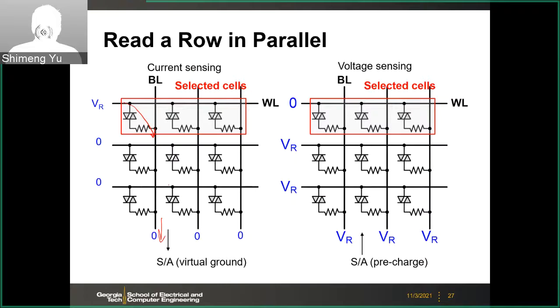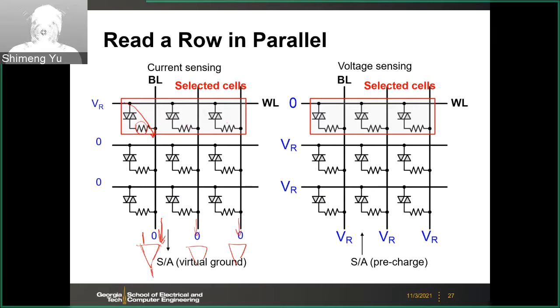And you can read all the cells, those 3 cells, in parallel, assuming that at the end of the bit line, you will have the sense amplifier in the current mode. So you sense this current, and this current will depend on the resistance of the cell, either high resistance state or low resistance state. You have a larger or smaller current. And then you compare with some reference current. Then you can get the sense amp output 1 or 0.